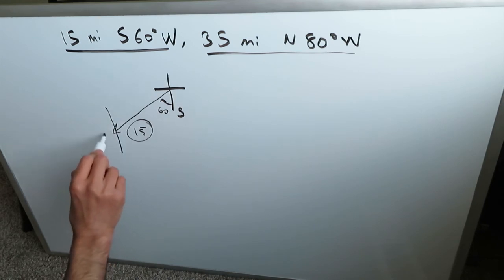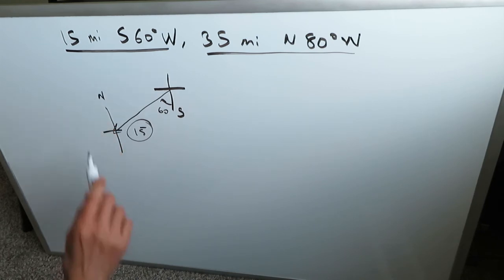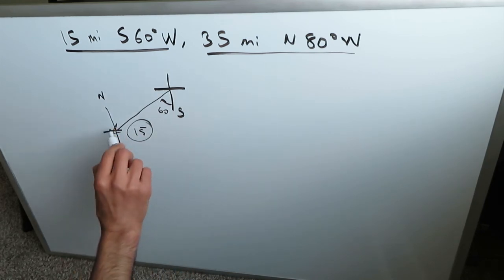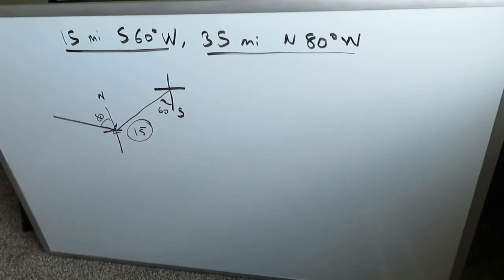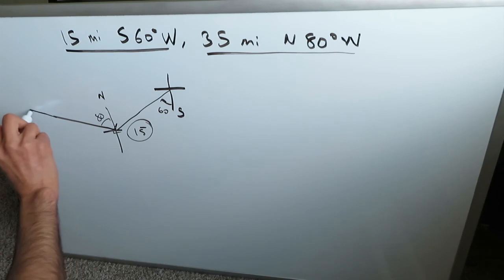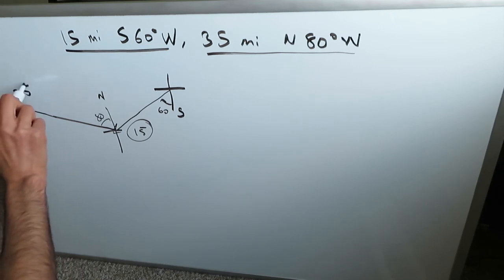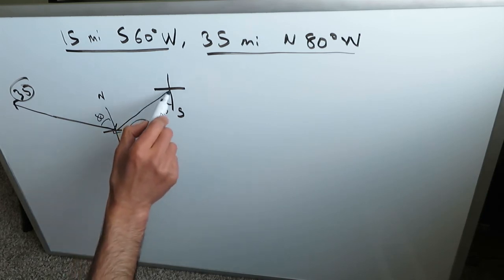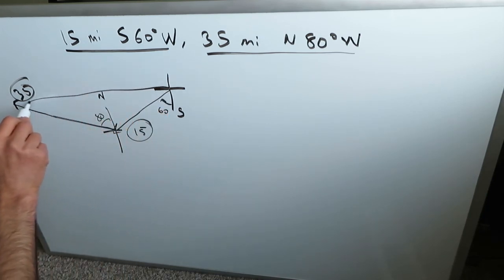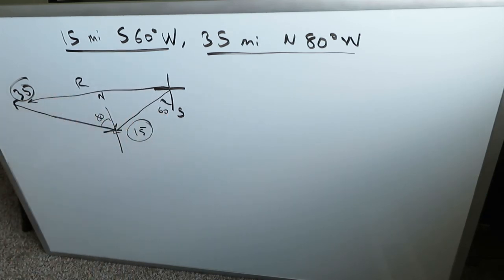Let's do another compass direction here, and here's my north line. We do 80 degrees west of this northerly line, and we go a distance of 35 miles. We're not drawing things to scale because we're not using the protractor method. And we have to determine this resultant right here, the magnitude and the direction.